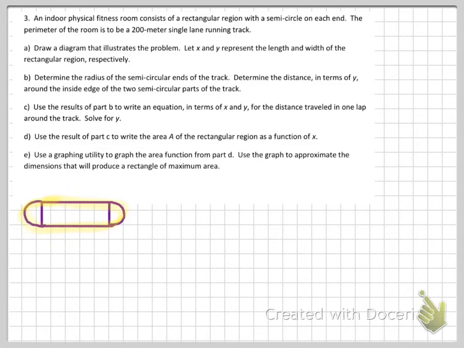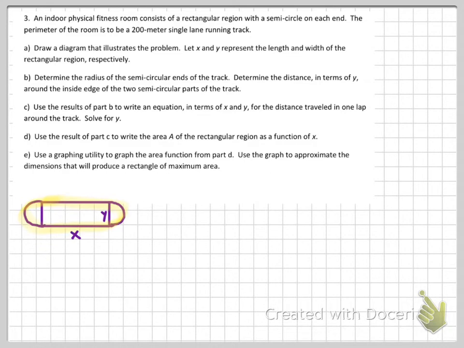Okay, so we need to start figuring out what information we're given and what they want us to find. So A, draw the picture. Let x and y represent the length and width of the rectangular region respectively. So x and y. We're done with A. B, determine the radius of the semicircle ends of the track. Determine the distance in terms of y around the inside edge of the 2 semicircle parts of the track.